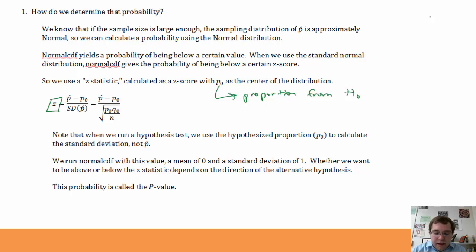This probability that we obtain via normal CDF is called the p-value. So when we run this hypothesis test, we have these two values we're playing with. The Z statistic, called the test statistic for a hypothesis test, and then the p-value. Notice it's a capital P, because this is a probability. The probability of getting a value as big or bigger than what we got in our sample, if the null hypothesis were true.